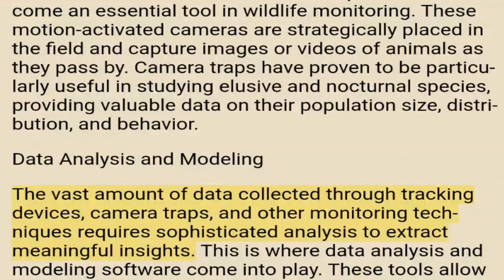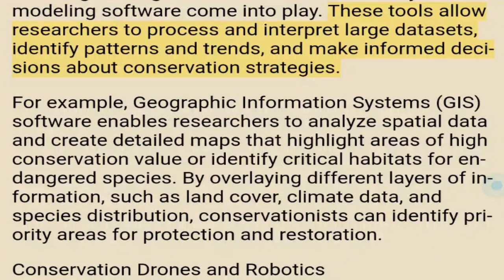The vast amount of data collected through tracking devices, camera traps, and other monitoring techniques requires sophisticated analysis to extract meaningful insights. This is where data analysis and modeling software come into play. These tools allow researchers to process and interpret large datasets, identify patterns and trends, and make informed decisions about conservation strategies. For example, Geographic Information Systems (GIS) software enables researchers to analyze spatial data and create detailed maps that highlight areas of high conservation value or identify critical habitats for endangered species. By overlaying different layers of information, such as land cover, climate data, and species distribution, conservationists can identify priority areas for protection and restoration. Conservation drones and robotics.